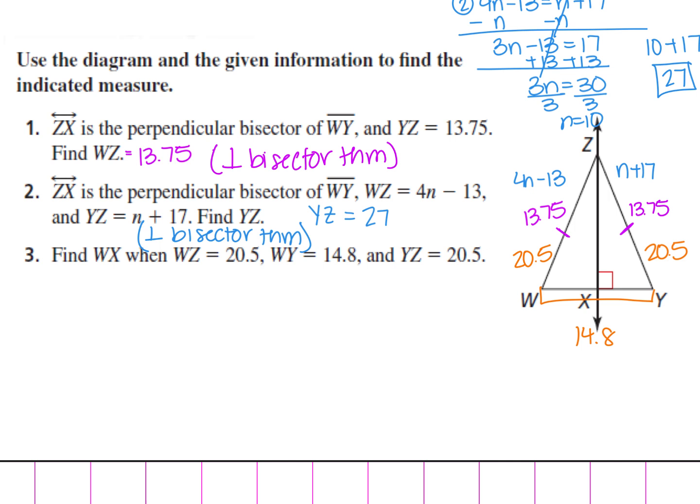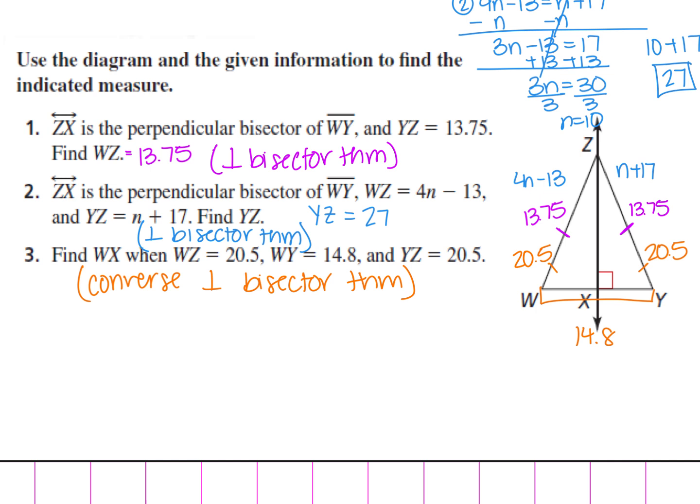Is this perpendicular bisector theorem or the converse of perpendicular bisector theorem? Good, it's converse. So they're telling me that my segments are congruent, and they want me to determine if it's a perpendicular bisector. So how would I solve this? What do I have to do?